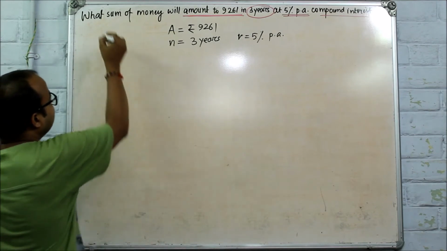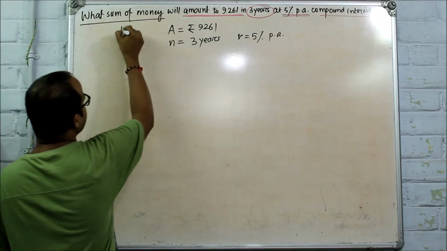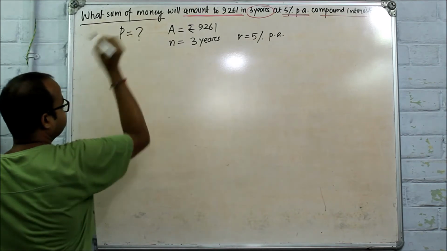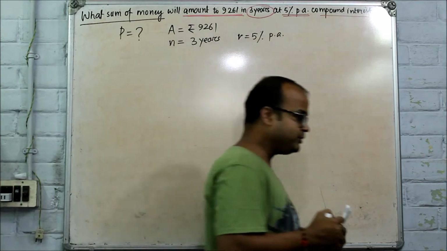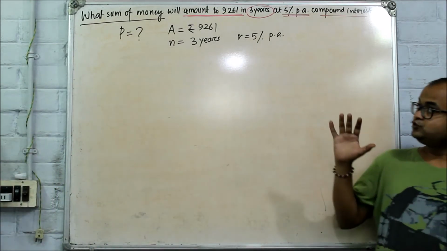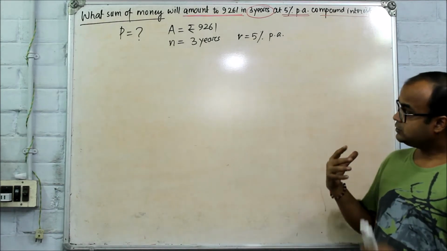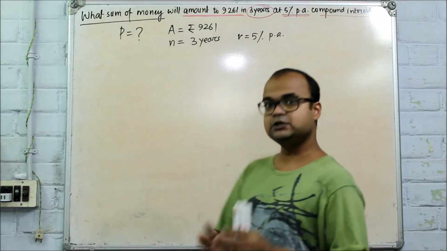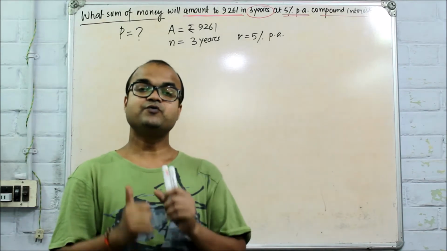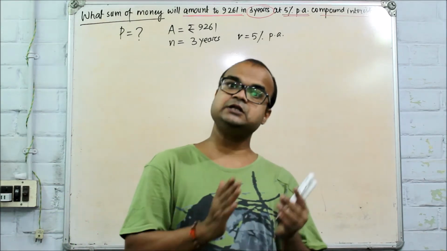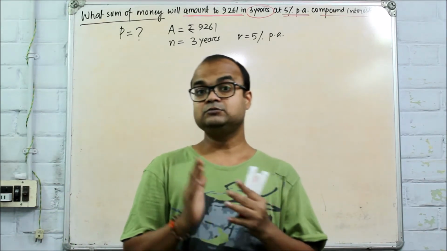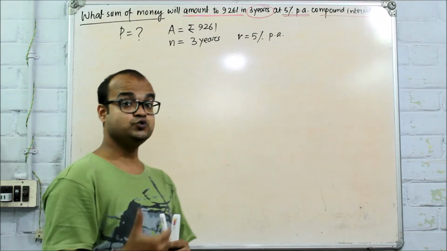So we need to find out what sum of money. That means we need to find out P. Am I clear to everyone? So what you need to do, first read the problem very carefully, find out what information is given to you and check what needs to be found.